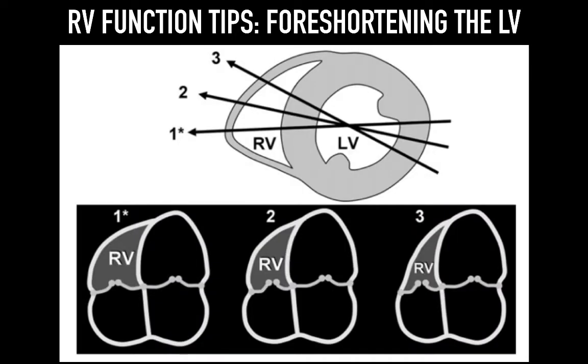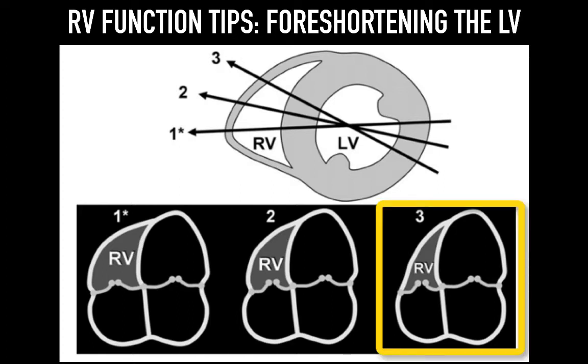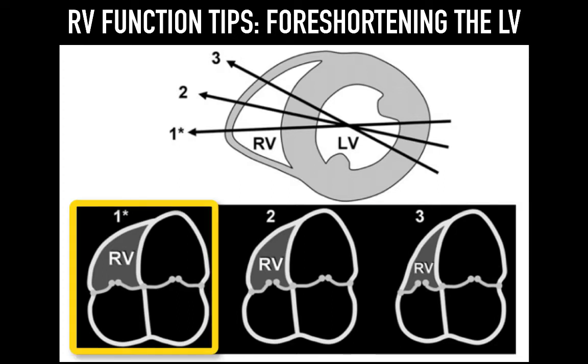Measurement of the RV is greatly affected by small rotations of the imaging plane. As you can see in this bottom panel, care must be taken to avoid foreshortening of the image plane. You can see here cut 3 may make the RV look small and collapsed, while cut 1 makes it look similar in size and shape to the LV, although this is all from the same heart. So really what you want is number 1, where you're cutting directly through the apex of the left ventricle.